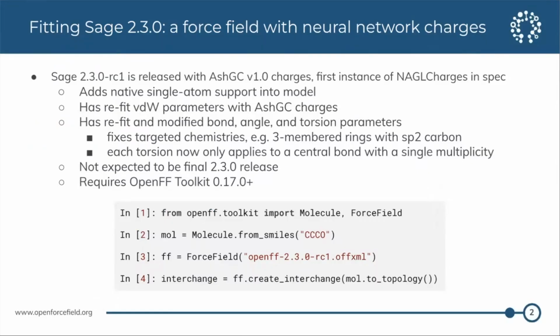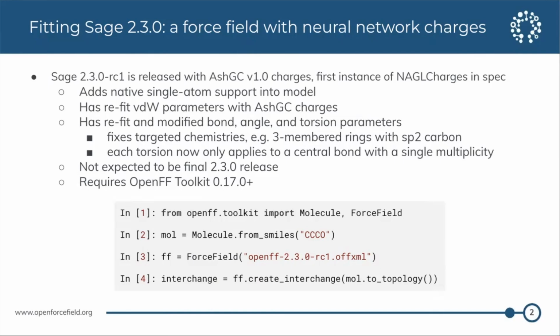First off, we've recently released Sage 2.3 RC1. That is the first release candidate of Sage 2.3, our first force field with a neural network charge model. This charge model, named AshGC, has also been fully released as version 1.0. This is the first instance of using the Nagel charges section in a released force field.